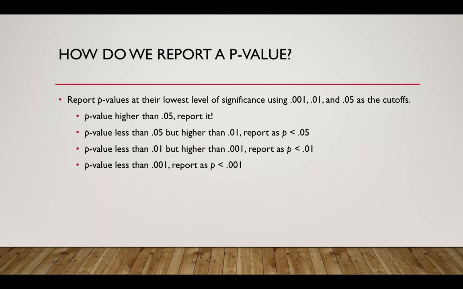So how do we report a p-value? Report p-values at their lowest level of significance using 0.001, 0.01, and 0.05 as the cutoffs. I'm going to give you examples of this on the next page. If a p-value is higher than 0.05, report it. If a p-value is less than 0.05 but higher than 0.01, report it as p less than 0.05. Same thing if a p-value is less than 0.01 but higher than 0.001, report it as p less than 0.01. If your p-value is less than 0.001, report it as p less than 0.001.